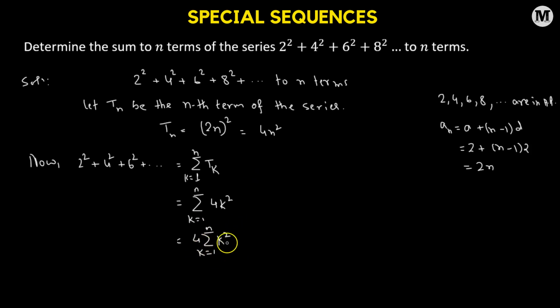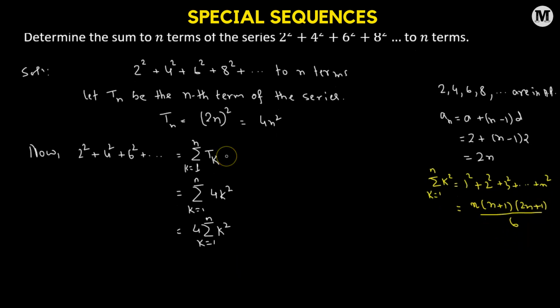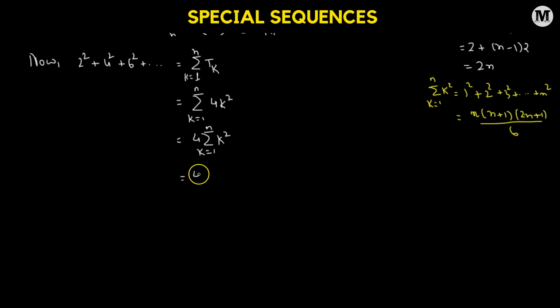Now what is the value of the summation of k squared? There is a standard formula. The summation of k squared, where k runs from 1 to n, is simply the sum of 1 squared plus 2 squared plus 3 squared all the way up to n squared. That means we have the sum of the squares of the first n natural numbers. And we know that this sum is given by n times n plus 1 times 2n plus 1, whole divided by 6. So we now obtain 4 multiplied by n times n plus 1 times 2n plus 1, whole divided by 6.